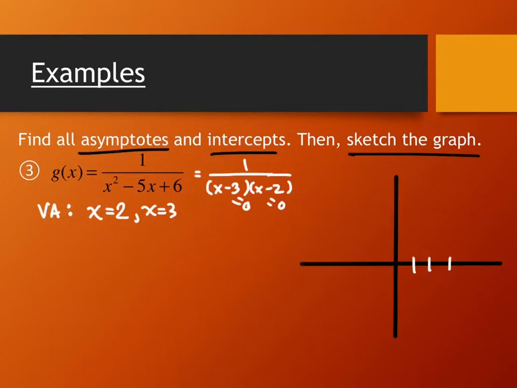So how do we draw those? Well, the way that we're going to draw them is we're going to draw them as a dotted line through each of those particular points. So we've got a dotted line through 2, vertical, right, and a dotted line through 3. All right, let's see what else we have. Those are vertical asymptotes. Let's do horizontal asymptote.